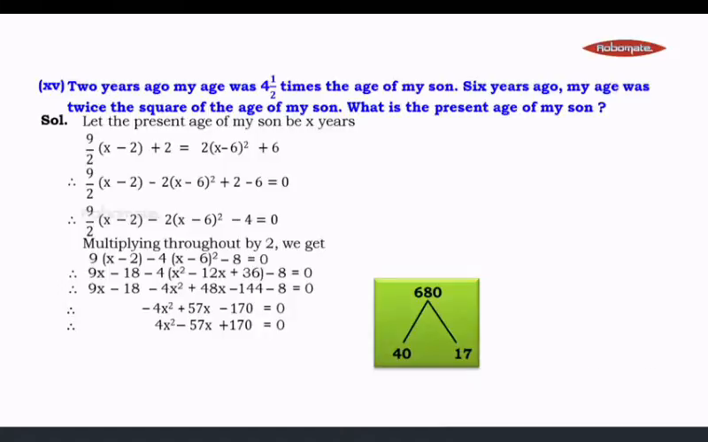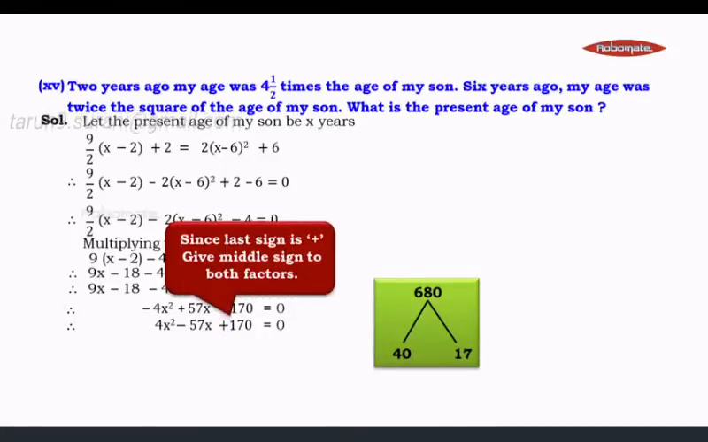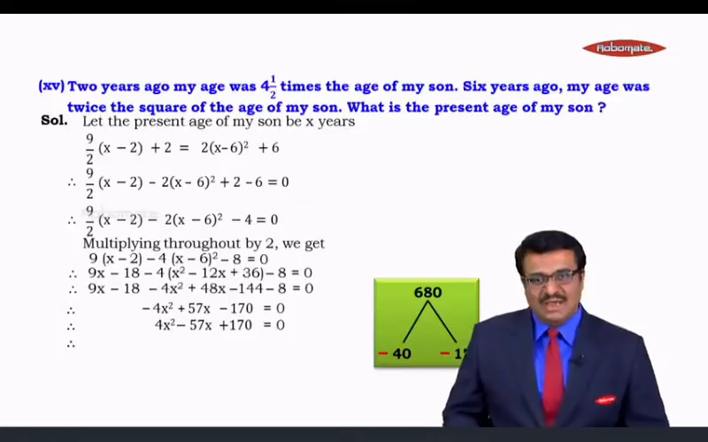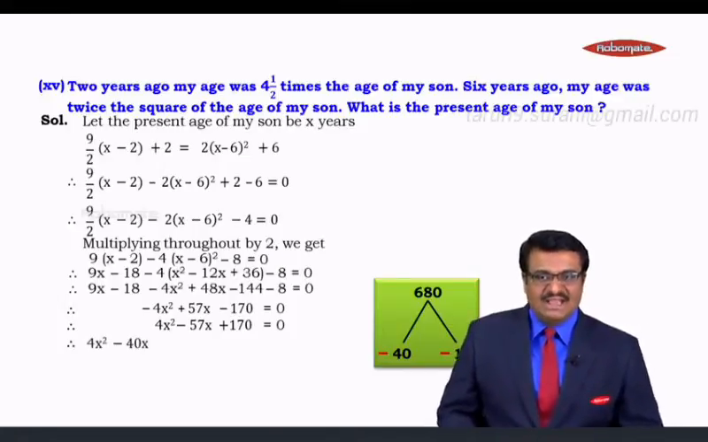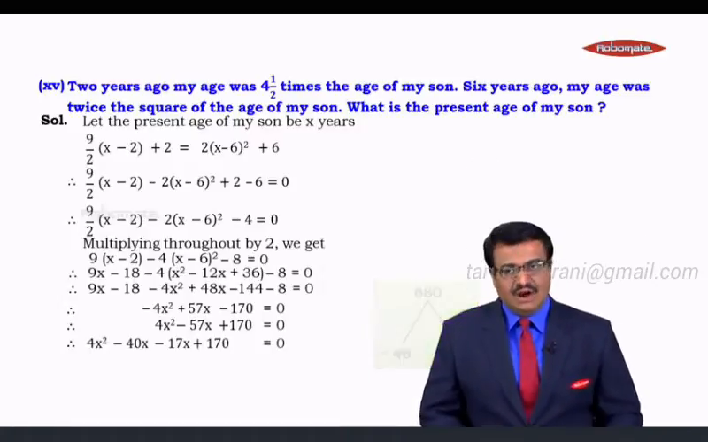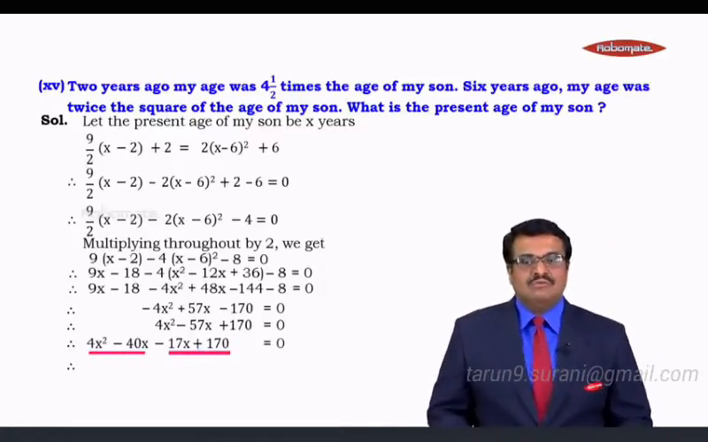Let us give signs to the factors. Last sign is plus, so the middle sign goes to both the factors. So both of them will be negative, minus 40, minus 17. So what we get is 4x square minus 40x minus 17x plus 170 is equal to 0. Now let us take common out of the first two. We can take out 4x common.